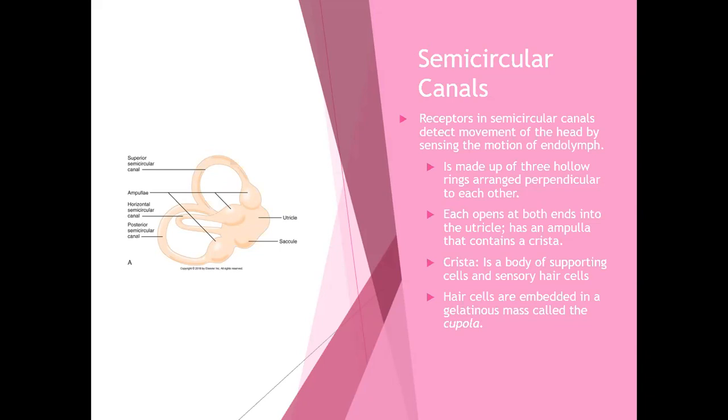So the canals are made up of three hollow rings arranged perpendicular to each other. And each is open at both ends into the utricle and has an ampulla that contains a crista. So we'll just get all the terminology in there right away. So the crista is a body of supporting cells and sensory hair cells. The hair cells are embedded in a gelatinous mass called the cupula. So you can imagine they move and they transduce that movement information.